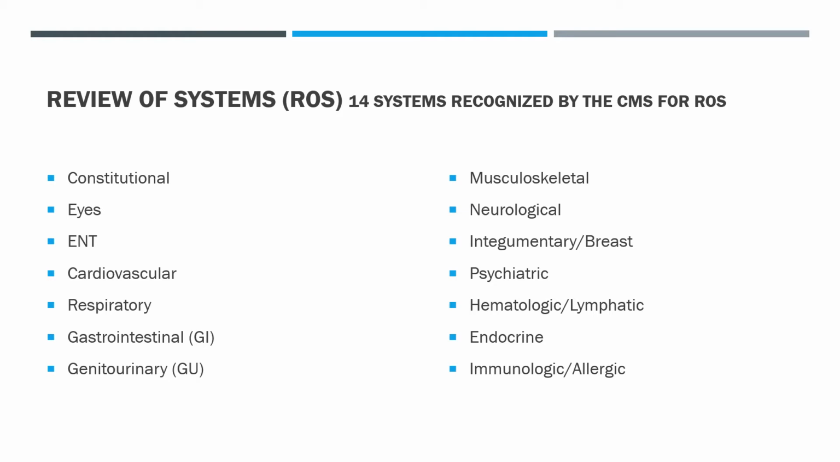Review of systems. So this is something you've heard a couple times too since starting the class. So there are 14 systems that we have the patient review, or we review with the patient, rather the provider or clinician reviews with the patient when they're being admitted, when they're coming to the doctor, etc. So there's constitutional, eyes, ears, nose, throat, cardiovascular, respiratory, gastrointestinal, genitourinary, musculoskeletal, neurological, integumentary, psychiatric, hematological, endocrine, and immunologic.